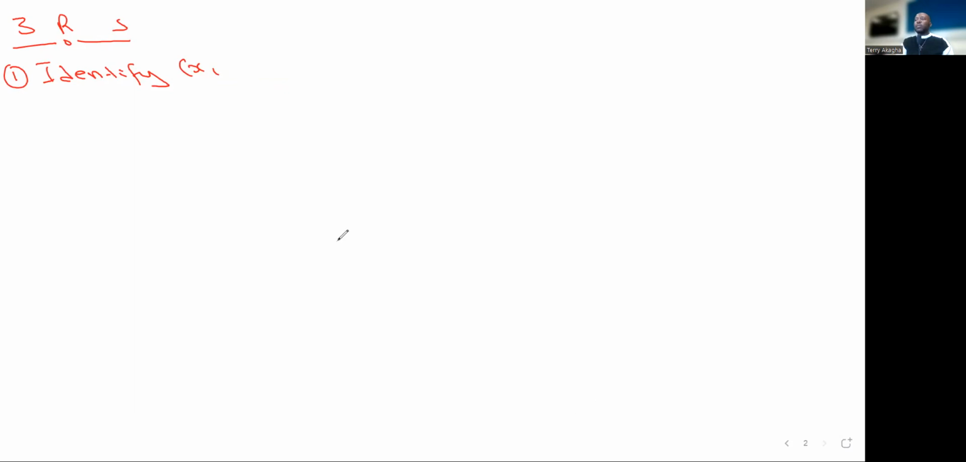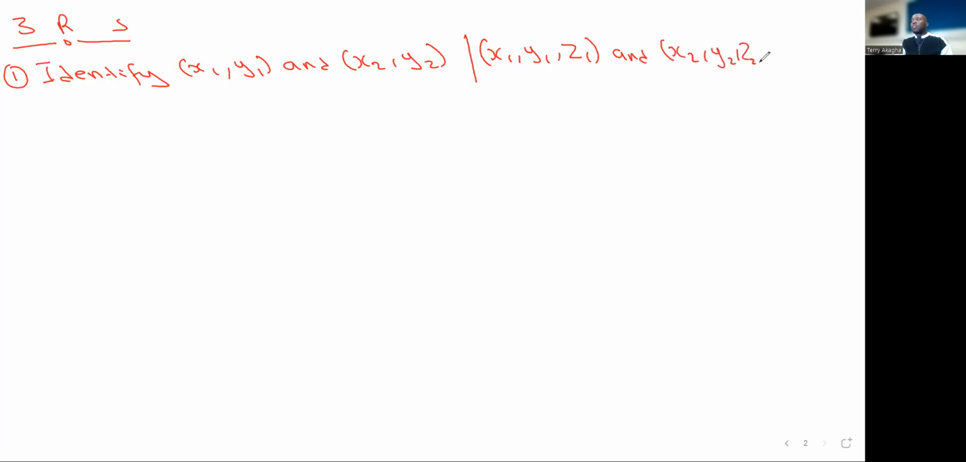X1. So you have x1 and y1, and also you need to identify your x2 and y2. That is for a 2-dimension. In some cases, it might be a 3-dimension, so you need to identify your x1, y1, and z1, and you need to identify your x2, y2, and z2. So this is for a 3-dimension, and this is for a 2-dimension, all right? So you have to first identify which one, all right?